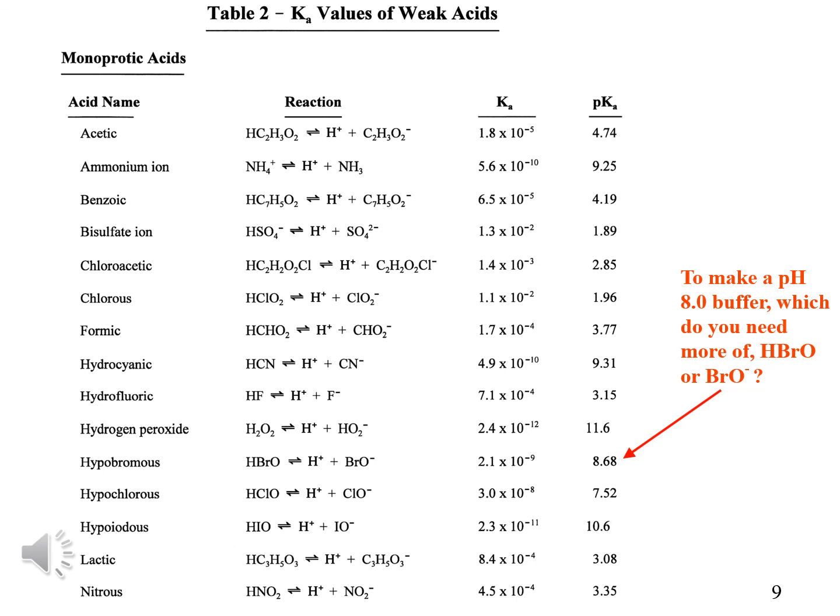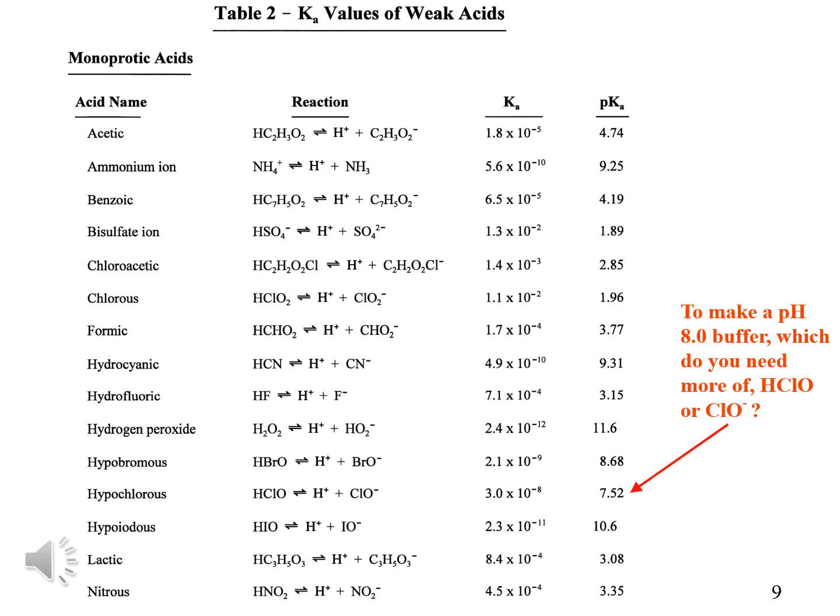Since this pH is higher than you want, you could use more HBrO than you do BrO minus. If you use the correct ratio of the two, you can make the buffer exactly 8.0. You can also do the same thing with HClO, except the pH of this one is below what you want. And so in this case, you would have to use more of the base part than the acid. So you would have to use more ClO minus than HClO.